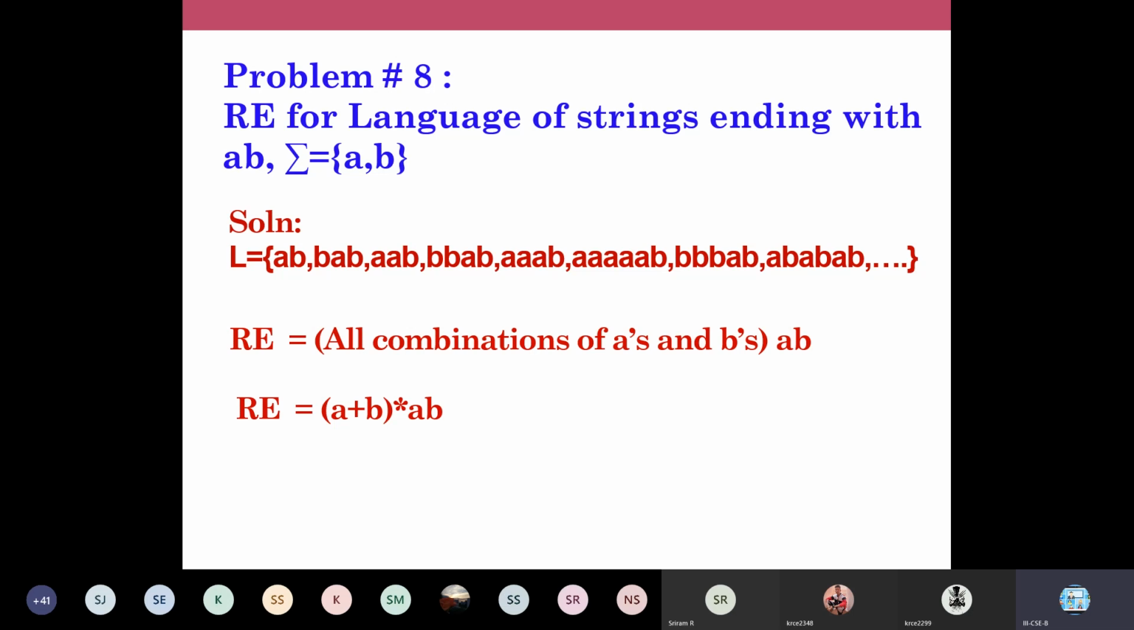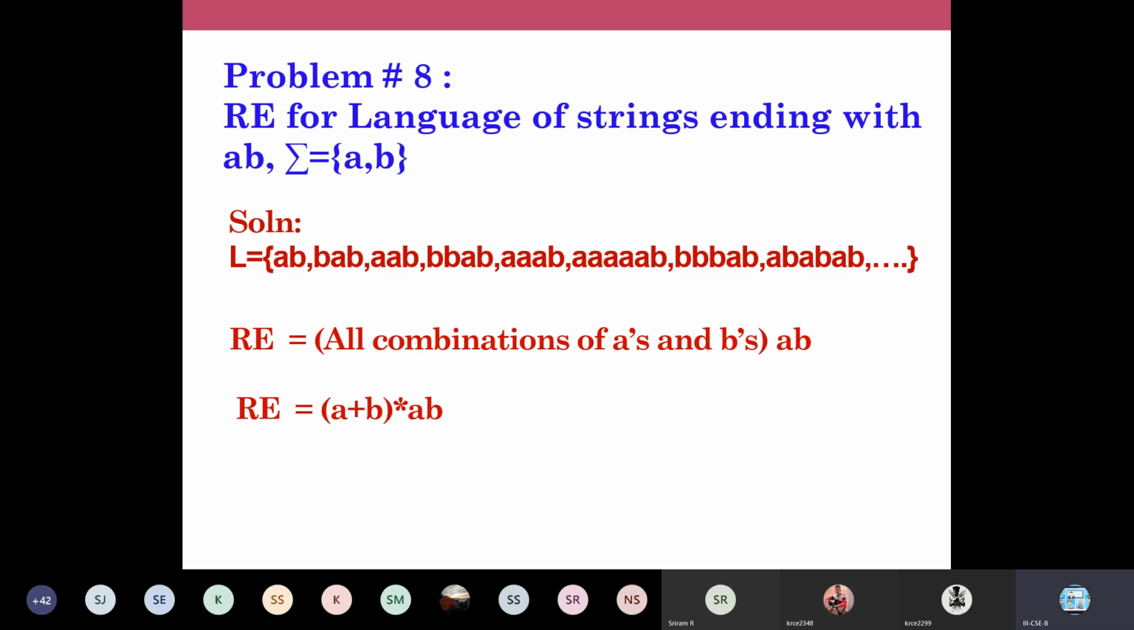Problem number 8. If the question is visible, for problem number 8 I haven't done anything; I have just put the question next to 8. You try to solve it. Problem number 8 is the regular expression for the language of strings ending with AB. Try to write the regular language for the set of all strings ending with AB, where your input alphabet is A, B. Write the set of strings ending with AB. So your language will be L equal to some set of strings where all the strings end with AB.